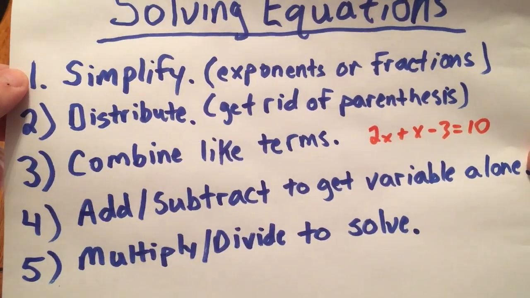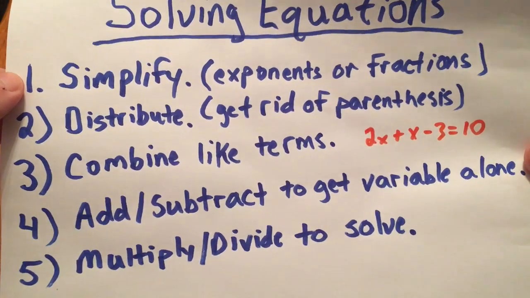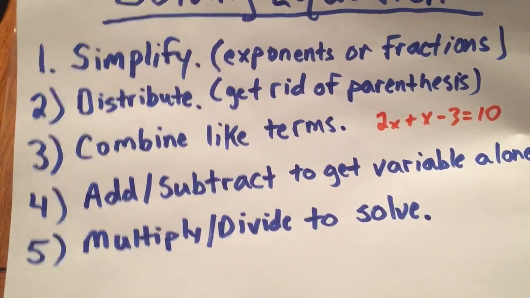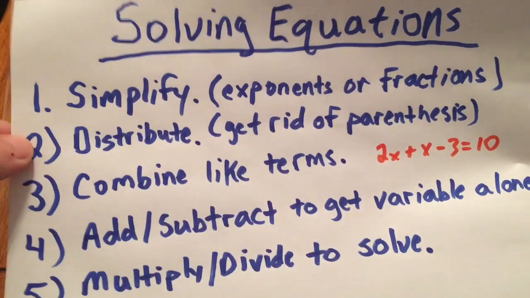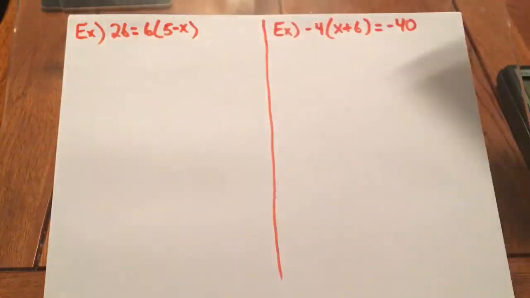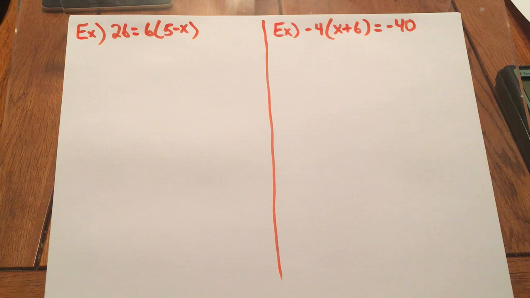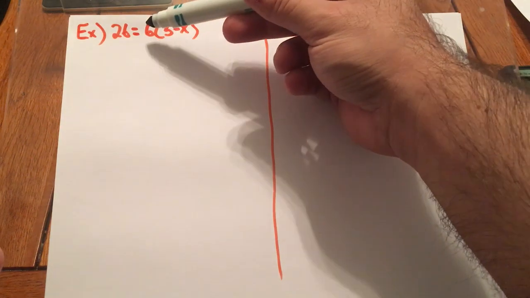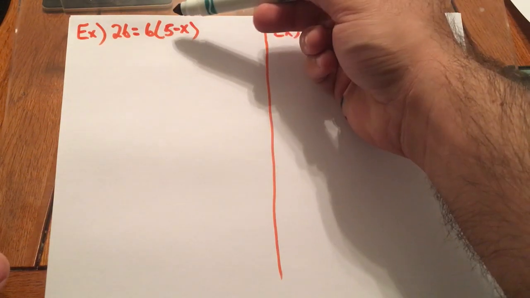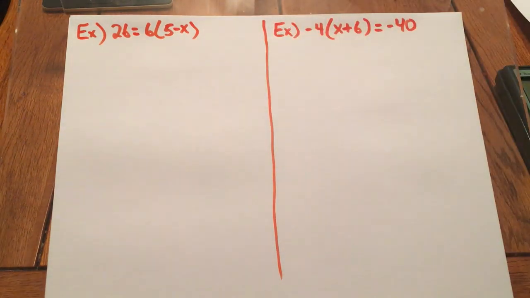Remember, I said in previous videos that step number one is a step you're going to be able to skip probably 90% of the time. But I wanted to show you these examples because they use step 2, and it also doesn't use step 3 when we do it, as you'll see. So we're looking at our first equation here. We've got 26 is equal to 6 times 5 minus x. All right, so obviously there's no fractions or exponents, so we can skip step 1.